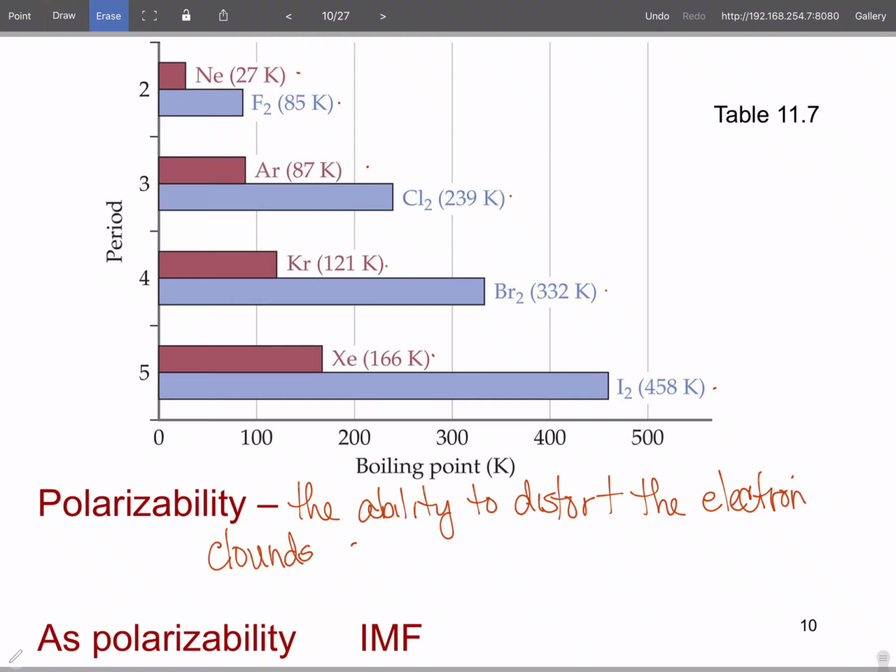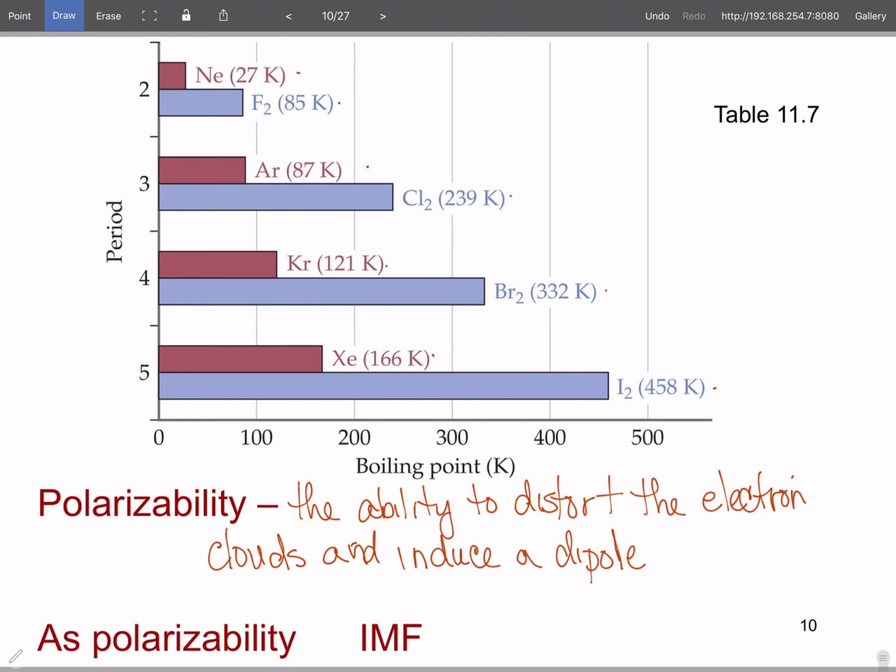Clowns. Ha! There are no clowns in here. Okay, maybe me. Clouds and distort, and induce a dipole. So let me, now that I've got this one written down, let me look at it.